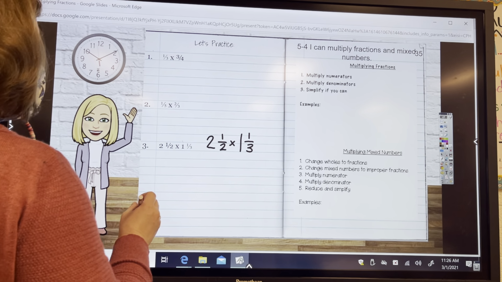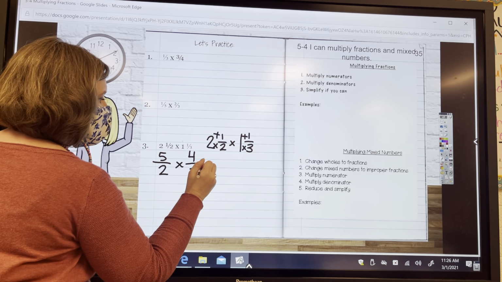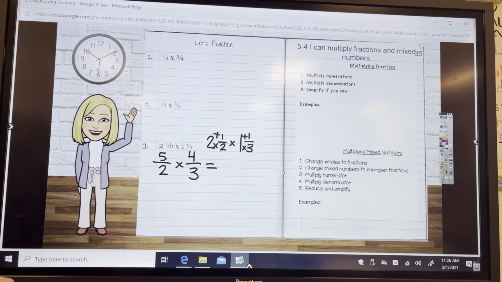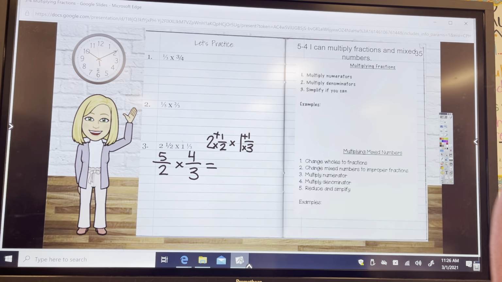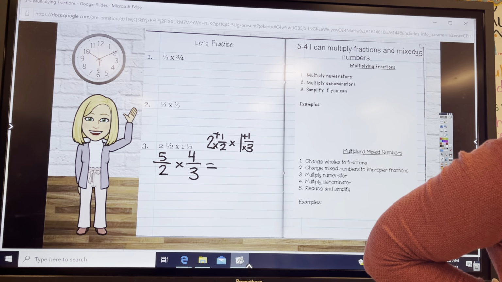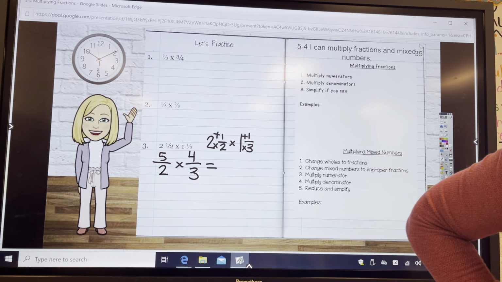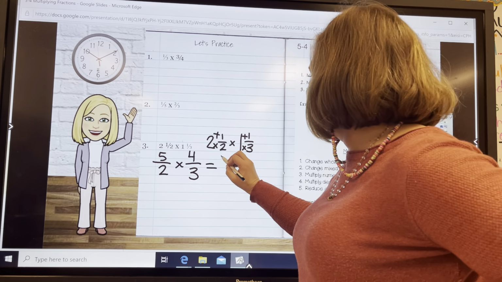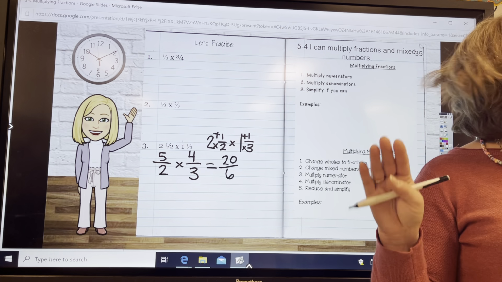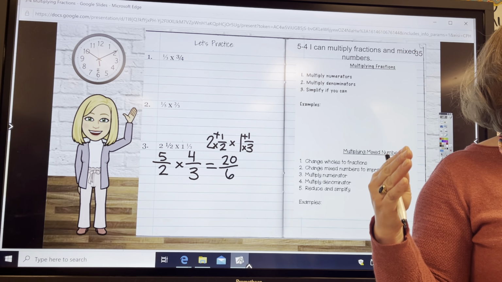2 times 2 is 4, plus 1 is 5, and my denominator is 2. 3 times 1 is 3, plus 1 is 4. Now I want you to multiply. And what did you get? 20 over 6. Woohoo! Now the top is bigger than the bottom, so can we leave it like that? Nope. So how many times will 6 go into 20?